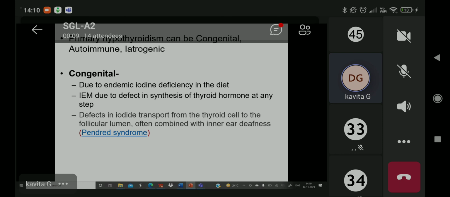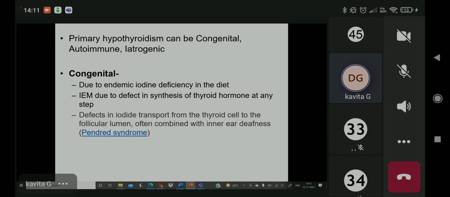Congenital hypothyroidism is, as the name suggests, present from birth onwards and due to endemic iodine deficiency in the diet. So if there is an iodine deficiency in the diet or any defect in the synthesis, now there are many steps in synthesizing the thyroid hormone, which we've all studied in biochemistry, but we revise it. And if there are defects in the iodide transport from the thyroid cell itself to the luminal center, that also results in primary hypothyroidism.